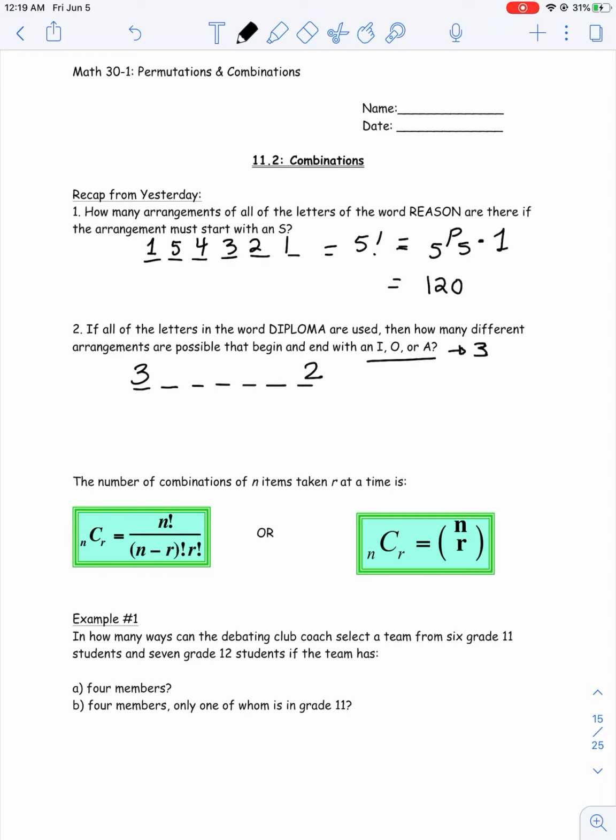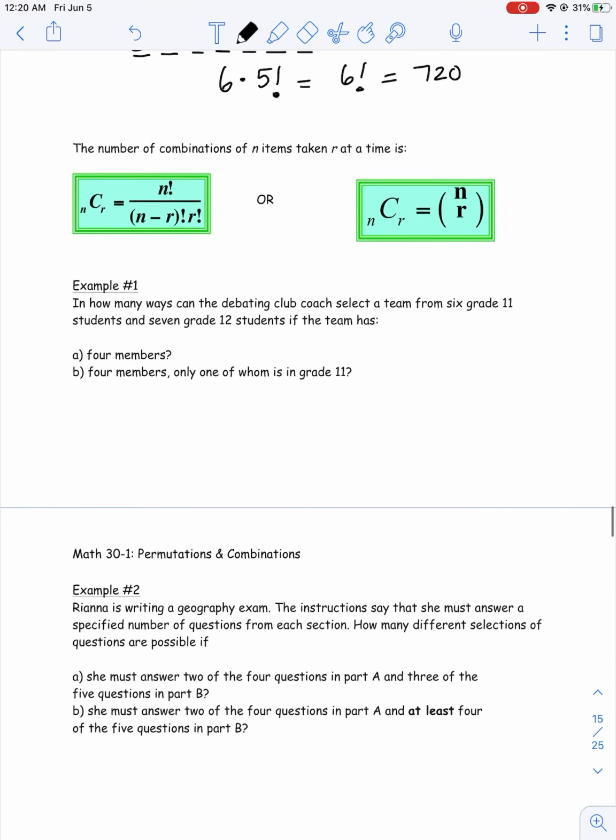And then since we already placed 2 items in the first and the last spot, we still have 5 letters left. So that's going to be 5, 4, 3, 2, 1 multiplied. So we can write 6, which is the same thing as 3 times 2, multiplied by 5 factorial. And that's actually equal to 6 factorial, which is 720 arrangements.